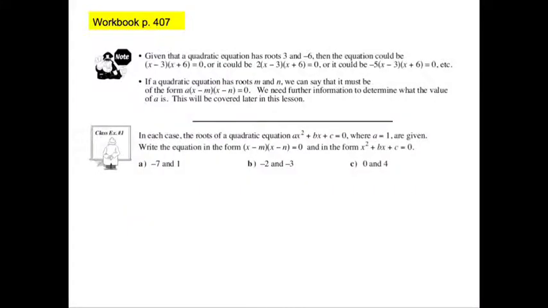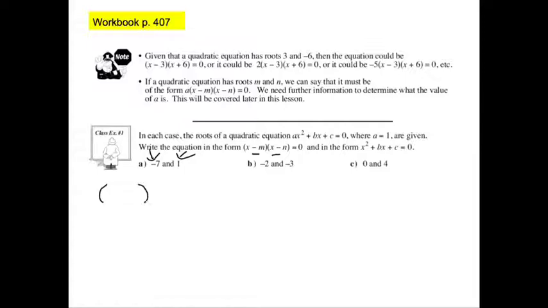In each case, the roots of a quadratic equation where a is equal to 1 are given. Write the equation in the form x minus m, x minus n is equal to 0, and in general form too. Alright, keep in mind these signs right here. That will be useful because that will affect the signs in front of the roots. Basically what's happening is you're going to flip the sign so it's opposite when you factor these out.